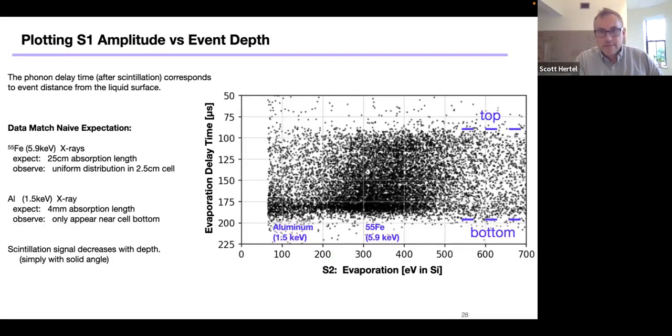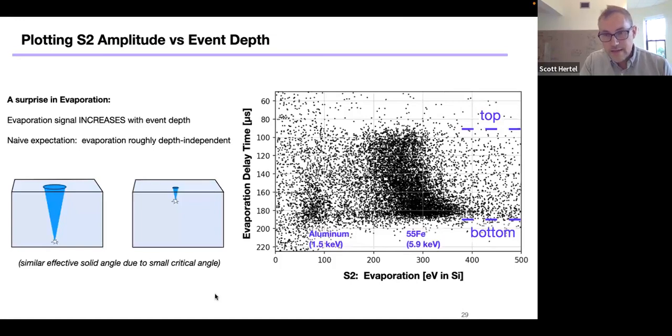If you look at scintillation amplitude as a function of depth, so now I'm combining the amplitude and the delay time quantities, here at the top you see larger scintillation amplitude. At the bottom, you see a smaller scintillation amplitude. And that makes sense. We're just seeing a change in the effective solid angle of the sensor, right? So you're looking from the bottom of a well here at the bottom.